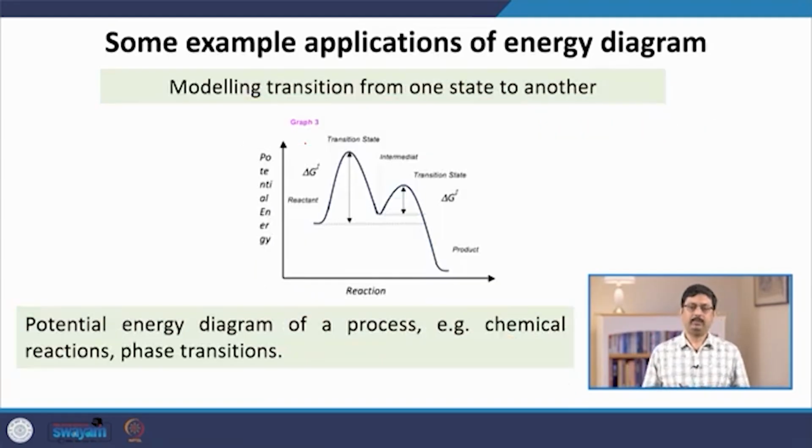Another example is from chemistry, where we ask how a chemical reaction happens, the mechanism of a chemical reaction. There it is understood as a transition from one state to another.